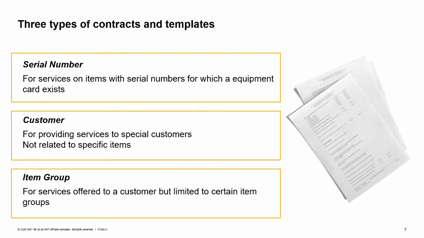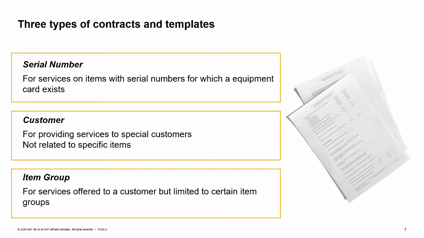Service contracts focus on services for one of the following contract types. Services on items with serial numbers for which an equipment card exists, commonly a service contract that provides services for a customer based on an item's warranty. Services for special customers: you might have agreed with a customer to provide services that are not related to any item. Services offered for certain item groups: these contracts are valid for certain item groups only. For all three contract types, you can create contract templates that contain default values.